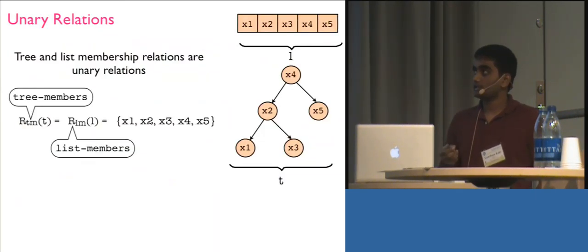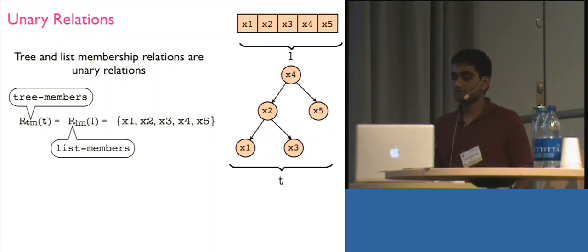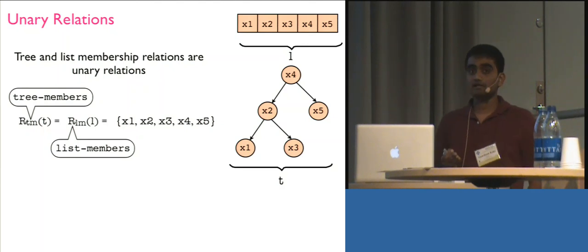Similar to the in-order and forward-order relations, we can also consider unary relations such as the tree membership relation and the list membership relation, that denote the set of elements in the trees and lists respectively. So if we let Rtm denote the tree membership relation, then for the tree T shown, Rtm of T is a set of elements from x1 to x5. Likewise, if we let RLM denote the list membership relation, RLM for the list L shown is a set of elements, again from x1 to x5.